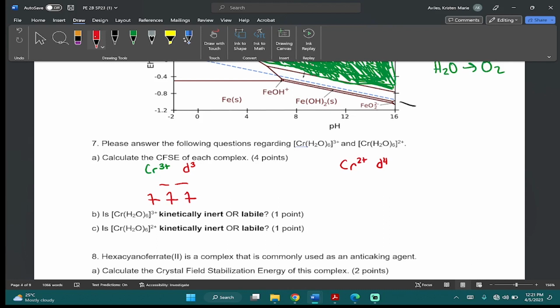Yeah. I do 0.4 and 0.6 just because I prefer decimals, but 2/5, 3/5 works also. So here we would do 2/5 delta O times 3 because we have 3 electrons. So that gives us a 1.2 delta O, or 6/5 delta O. So what we see is we have a pretty large CFSE for this one.